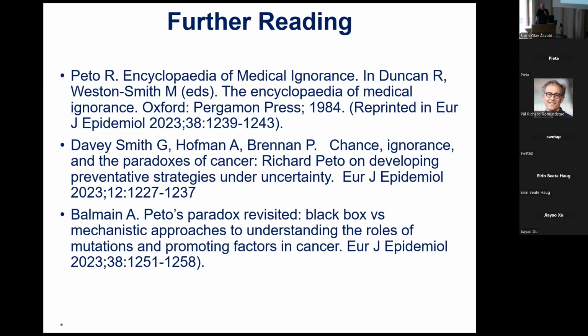And I mentioned the fact that Richard was one of the people who wouldn't have been surprised by the mutations. There's an absolutely beautiful chapter he wrote in 1984, which is called On the Need for Ignorance in Cancer Research. And we recently reprinted it in the European Journal of Epidemiology, so you can read it. It's a wonderful piece, honestly. It's very short. And then with Paul Brennan and Bert Hoffman, we wrote a commentary on it, and Allan Balmain wrote one about promoters in cancer. So that's reading. That's it.